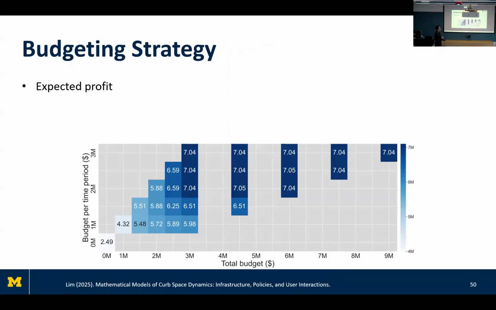I want to also mention some practical insights driven by this stochastic optimization model. First is about the profit through budgeting. So here in the heat map, the horizontal axis shows the total budget allowed for the time horizon, and the vertical axis shows the budget allowed for each time period. So the vertical axis can be translated into budget flexibility. And the cells obviously show the expected profit in the long term, or when we keep this infrastructure planning for a long period of time.